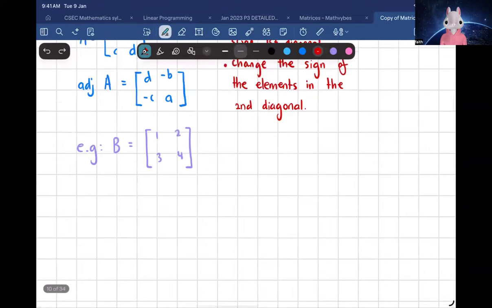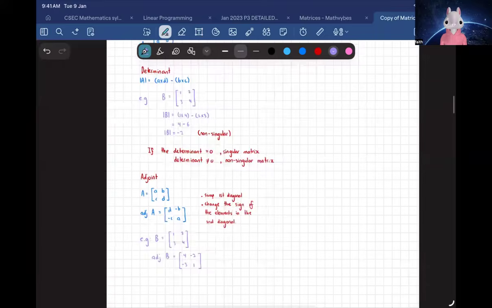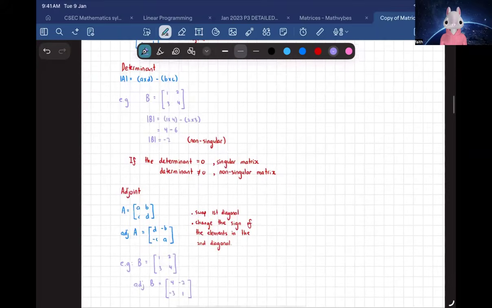Okay, B. Guys, how would I find the adjoint of B? Yeah, the flip. 4 and 1, so I'm going to write 4 here and 1 over here. It will be minus 2, minus 3. Yes. So guys, take a screenshot of the determinant and the adjoint. I have it. Okay, cool.